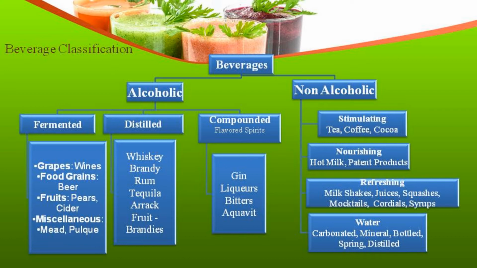Alcoholic beverages are those beverages that contain ethyl alcohol or ethanol. The percentage of alcohol in a drink varies from 0.5% to 95% depending on the method by which the alcohol is obtained. We will be having an in-depth knowledge about alcoholic beverages in our next session. But broadly, alcohol is classified as fermented, distilled, and compounded. The fermented beverages include wines that are made from grapes, beers that are made from food grains. From pears we can get perry, from apple we can get cider, mead, pulque. These are examples of fermented beverages.